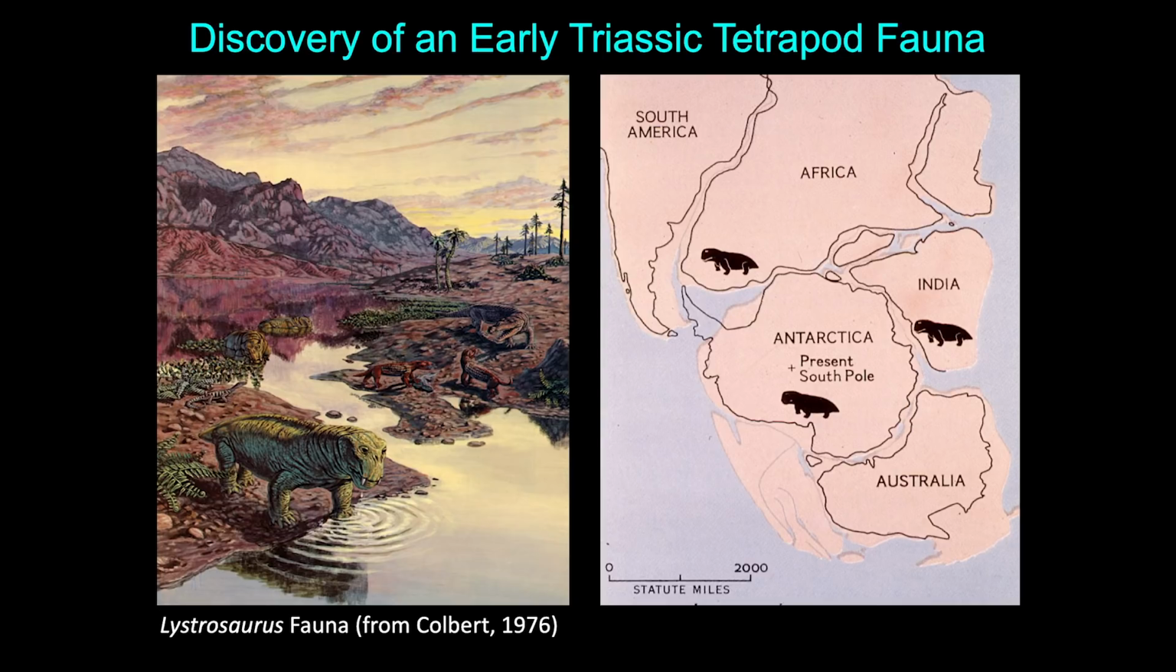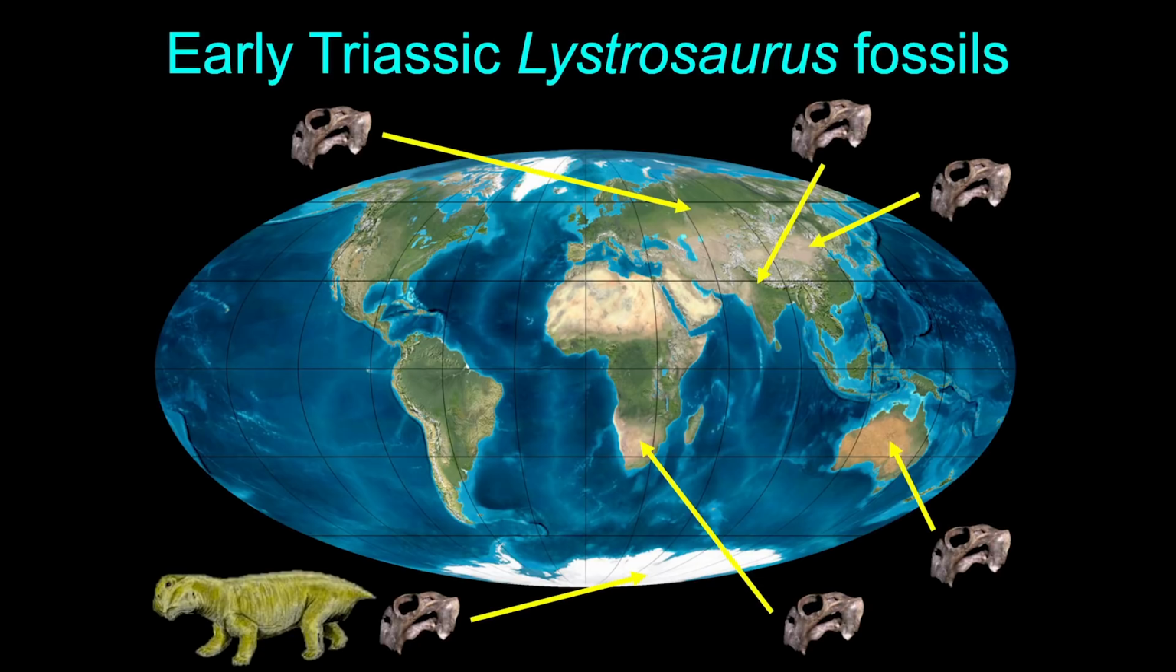Right? So the first finds coming out in the 60s and 70s pointed to Antarctica having this distinctly Gondwanan and very characteristic early Triassic Lystrosaurus assemblage. Now, at the time, some of these finds were cool because they really represented the last nail in the coffin for any doubters of plate tectonics, right?